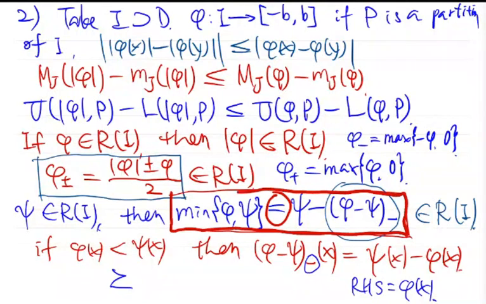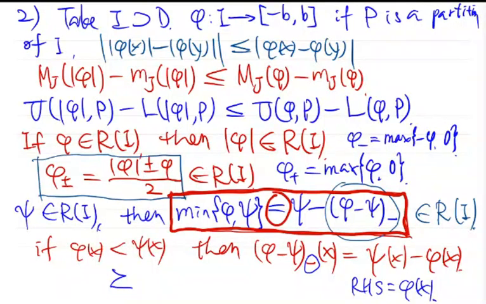So from this equality, we see that if phi and psi are integrable, then the minimum of these two functions is also integrable over the rectangle, and you can also establish the similar property for maximum. So if phi and psi are integrable, then the maximum of phi and psi is also integrable.